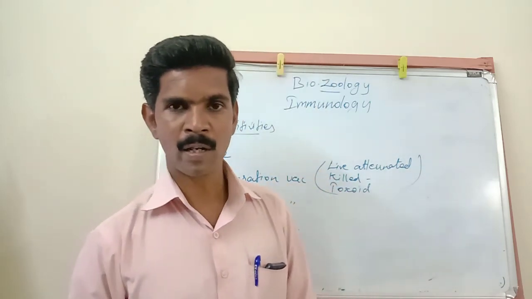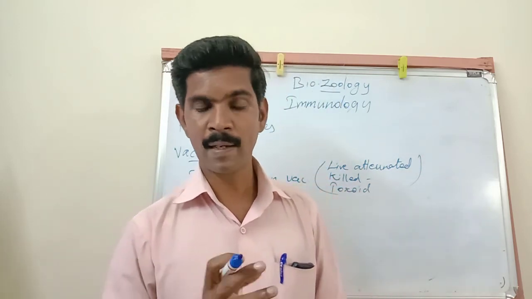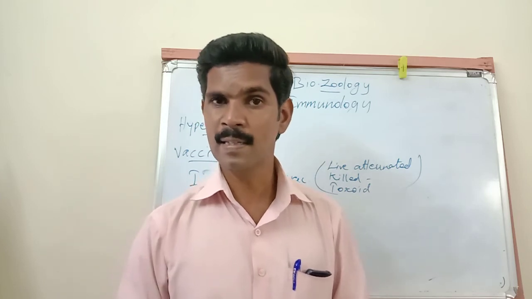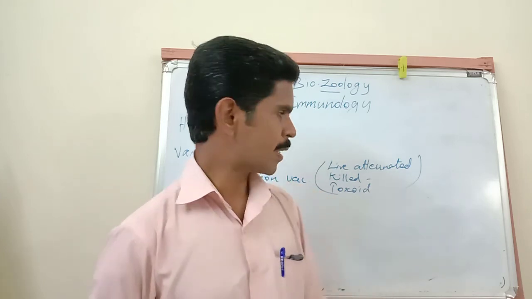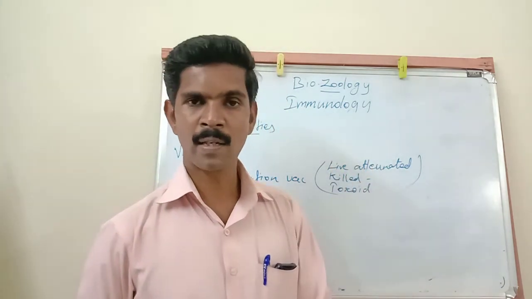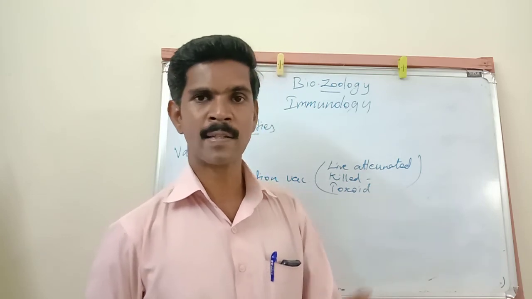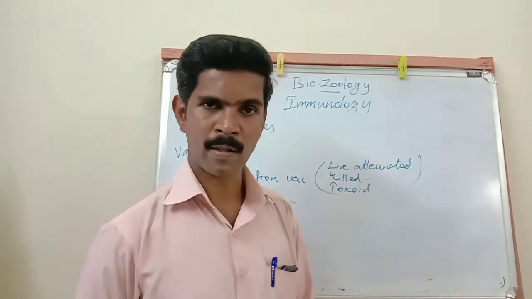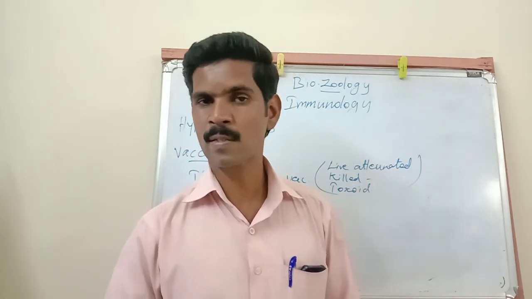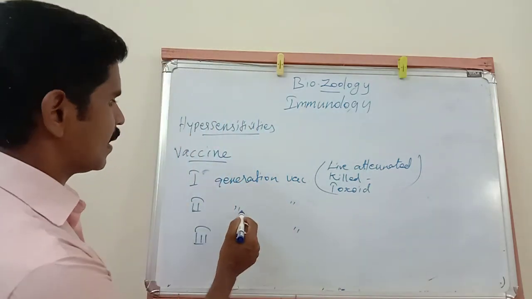Understand, students? So live attenuated means live microorganisms are used as a vaccine. Which type of microorganism do you have to select to prepare this vaccine? Live but very weak or aged, or less virulent microorganisms. Example for this is MMR vaccine. Second one is killed. Here microorganisms are first killed by heat or some other methods, then used as a vaccine. Example polio vaccine. Third one is toxoid. The chemicals obtained from the microorganism are used as a vaccine. Example DPT.